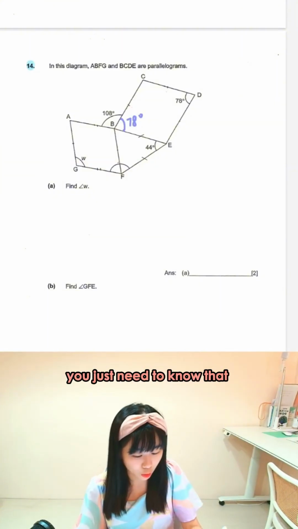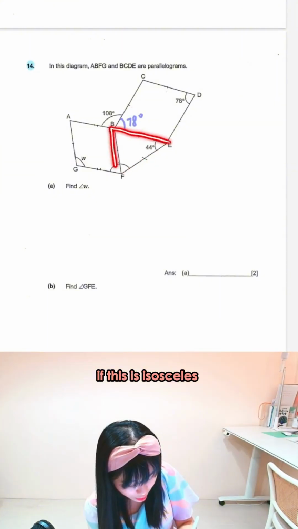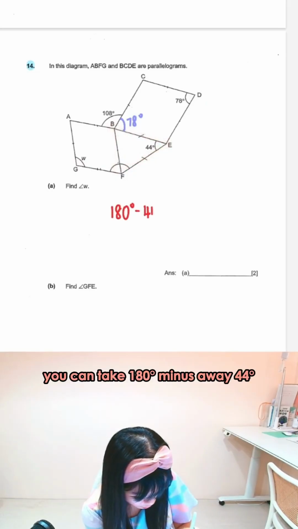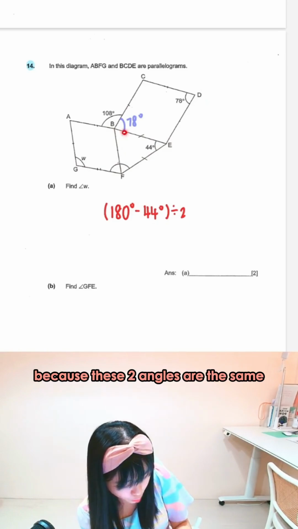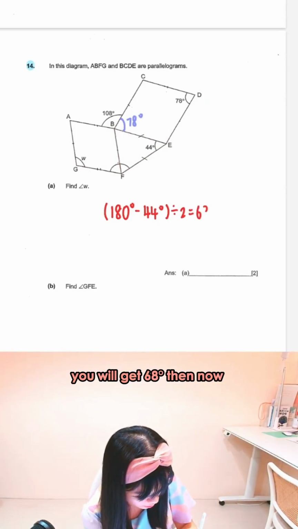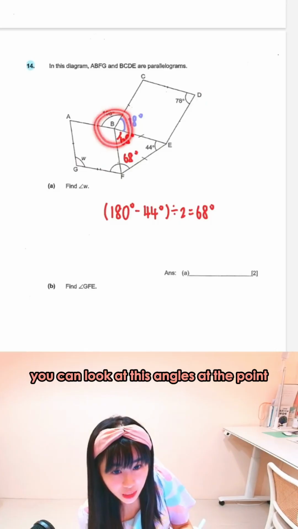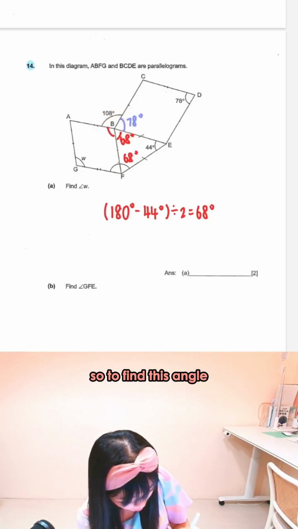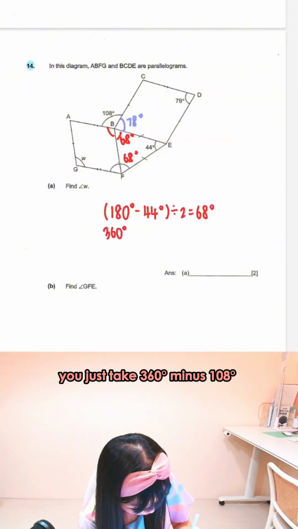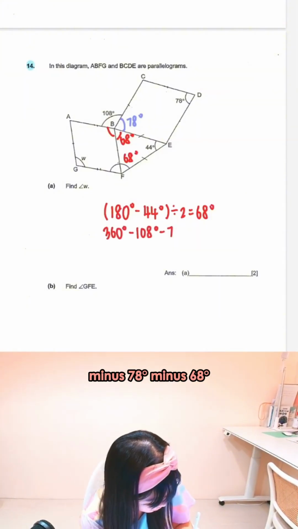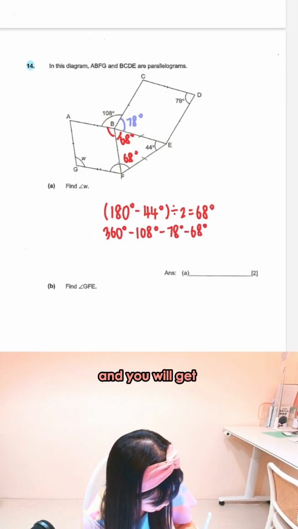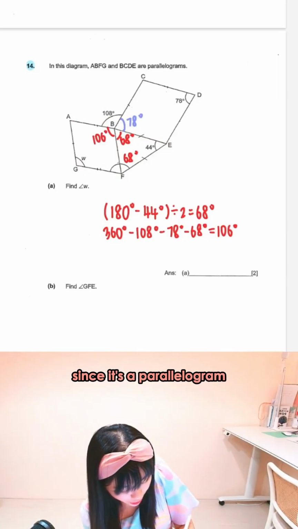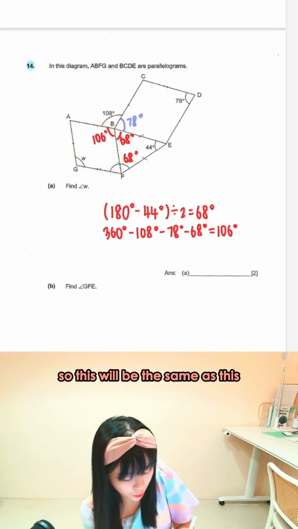You just need to know that this one is isosceles. If this is isosceles, you can take 180 minus away 44 degrees, then you divide by 2, because these two angles are the same, and you will get 68 degrees. Then now you can look at the angles at a point. This plus this plus this plus this is 360. So to find this angle, you just take 360 minus 108 minus 78 minus 68, and you will get the last angle should be 106. Once you get 106, since it's a parallelogram, diagonally opposite angles are the same, so this will be the same as this.